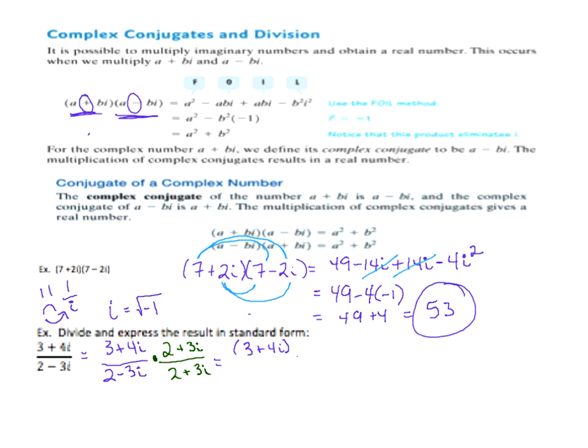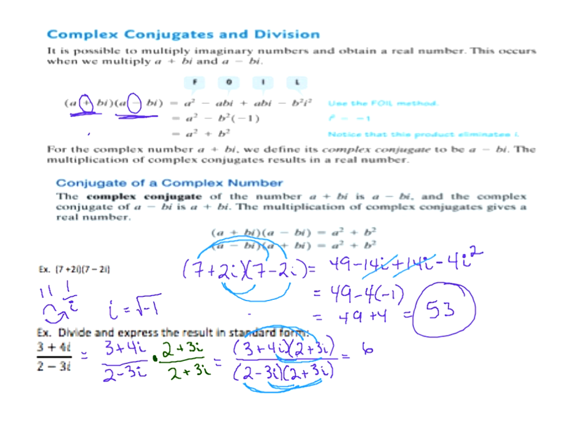That is multiplied by 2 plus 3i, because you multiply fractions straight across, over 2 minus 3i times 2 plus 3i. Okay, now we have a ton of distribution to do. So, I'm going to multiply 3 by 2 and 3 by 3i and come back and multiply 4i by 2 and 4i by 3i. I'm also going to multiply 2 by 2, 2 by 3i, negative 3i by 2, and negative 3i by 3i. And here's what I get when I do that.